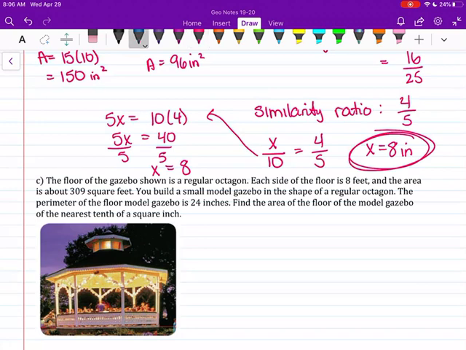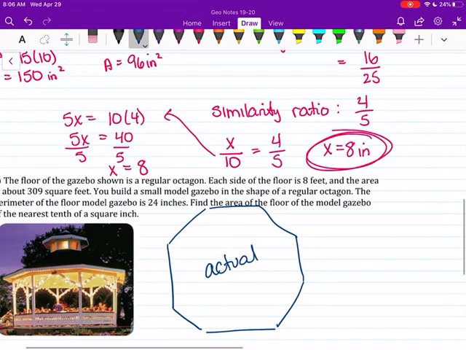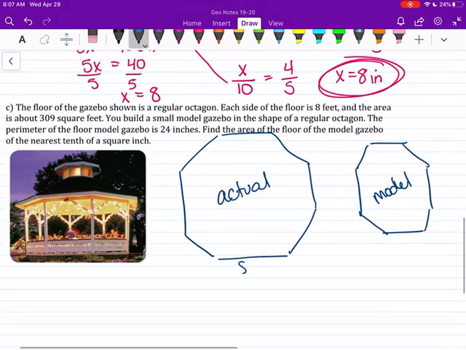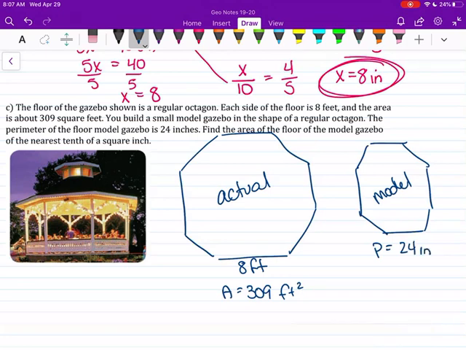Okay, so here we go. So we have our real gazebo, which I am not good at drawing octagons. Okay, so this is my actual gazebo. And then we have our little model gazebo, which is smaller. All right, okay, let's see here. The floor of the gazebo shown is a regular octagon. Each side length is 8 feet. Okay, let's write that down, 8 feet. And the area is about 309 square feet. You build a small gazebo. Okay, the perimeter, so perimeter is 24 inches.